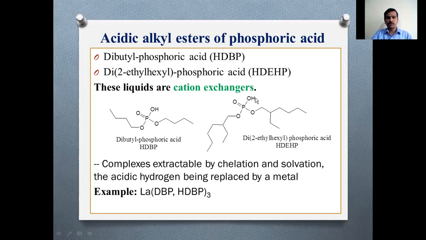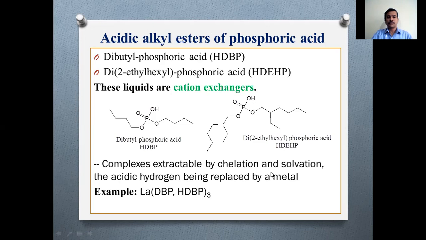When it is made to interact with the aqueous medium, this will undergo ionization to get converted to O minus and H plus, here also O minus and H plus. So therefore, the cation of the species from the sample will be exchanged in place of the hydrogen ion. So therefore, the cation exchange process is possible and electrical neutrality will be attained. Therefore, we can extract that in the form of an ion association complex.